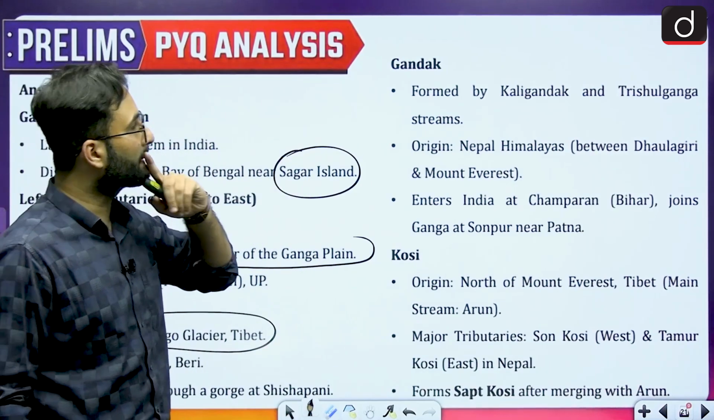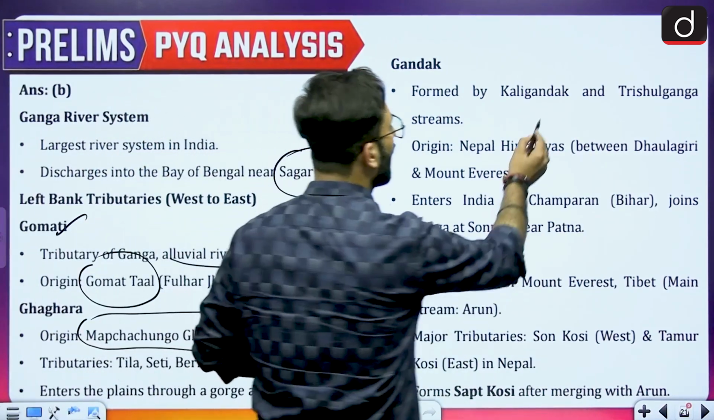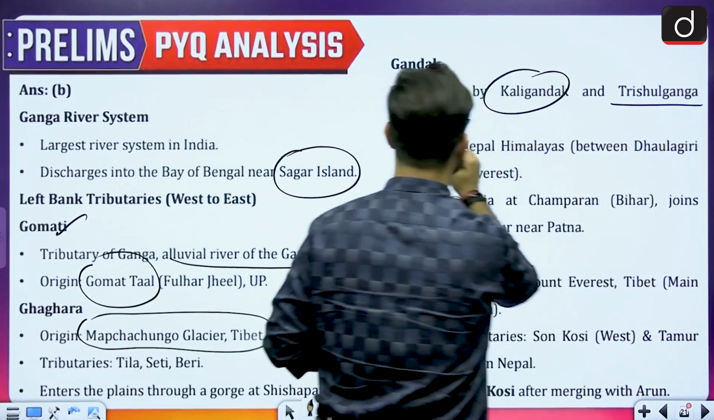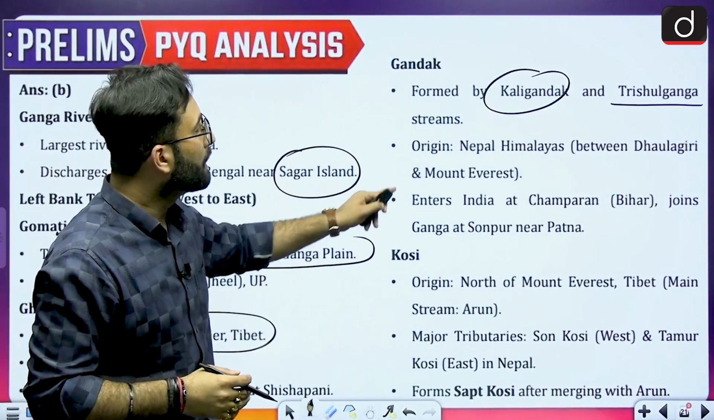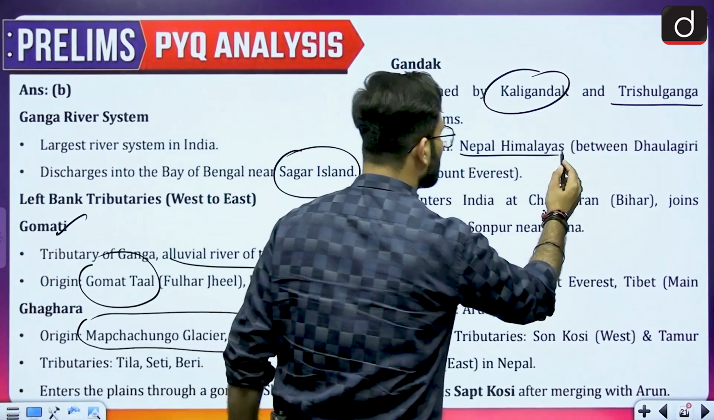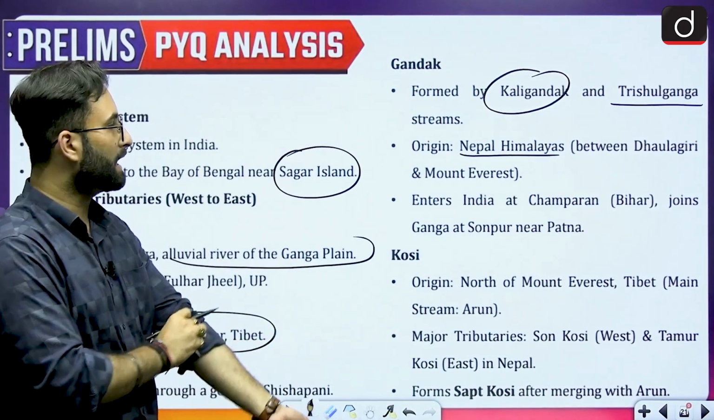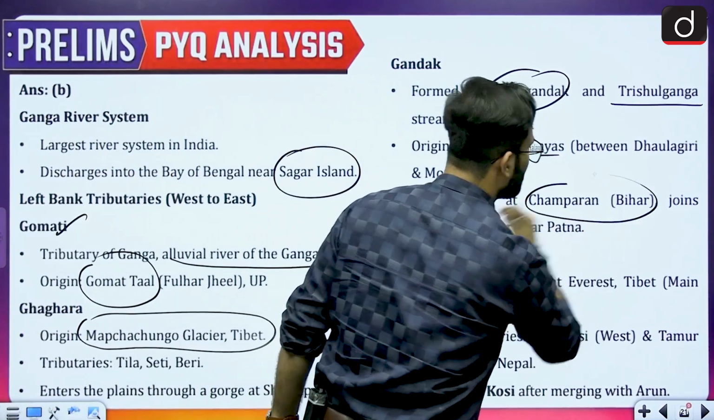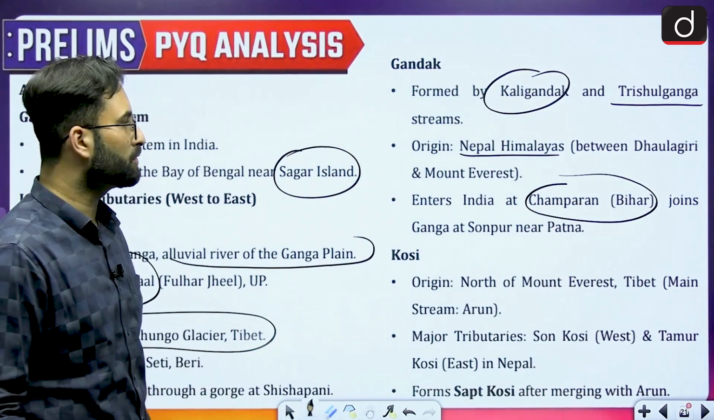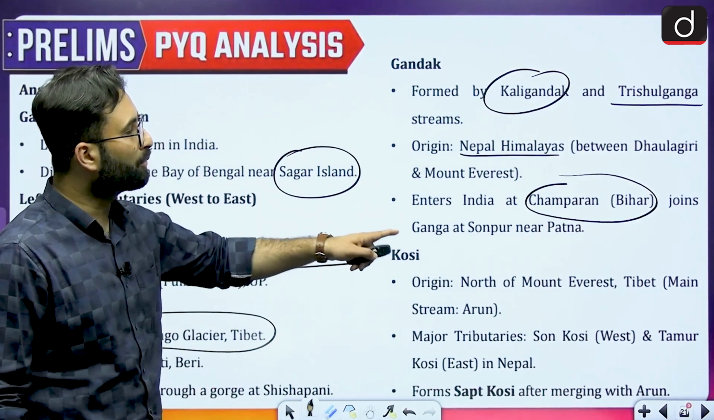Coming to the next one, Gandak. Gandak is formed by the Kali Gandak and the Trishul Ganga streams. These two streams merge to form Gandak. Origin is in the Nepal Himalayas between Dhaulagiri and Mount Everest, and then it enters India at Champaran in Bihar. That is something you should remember. It joins Ganga at Sonpur near Patna.